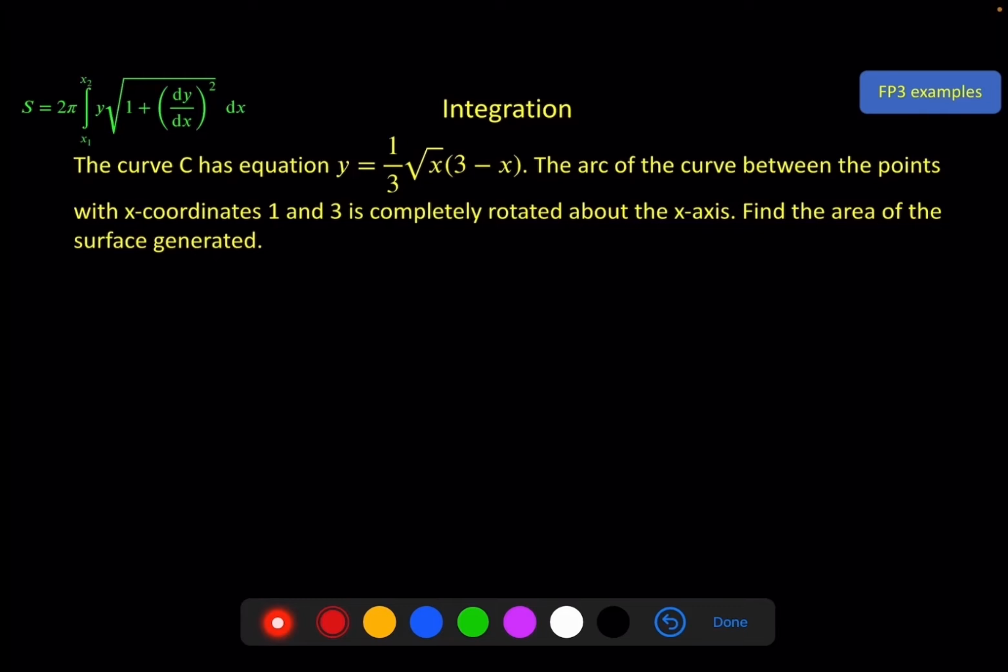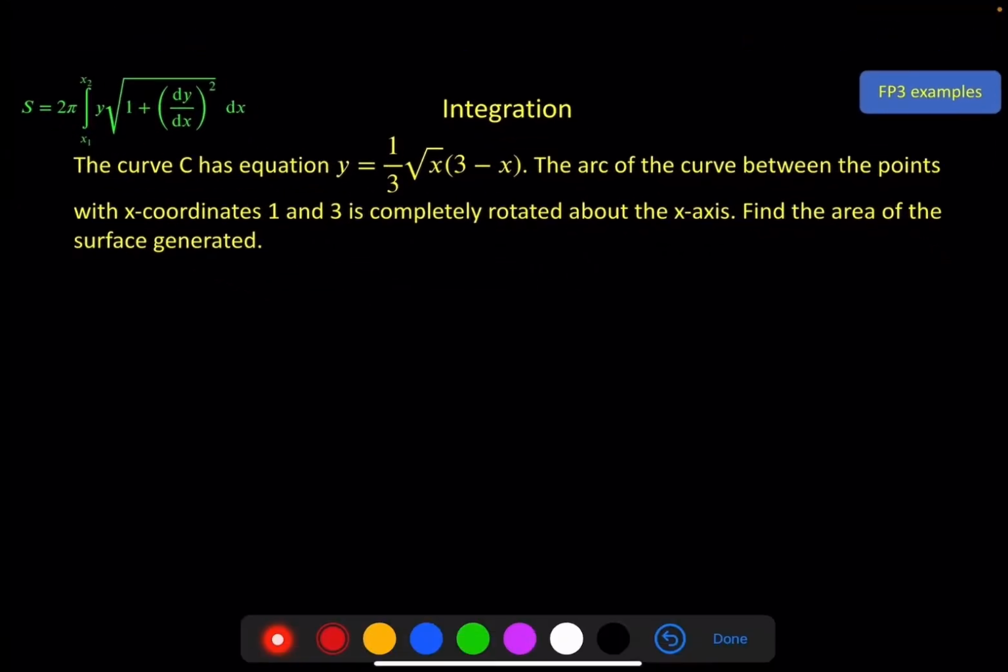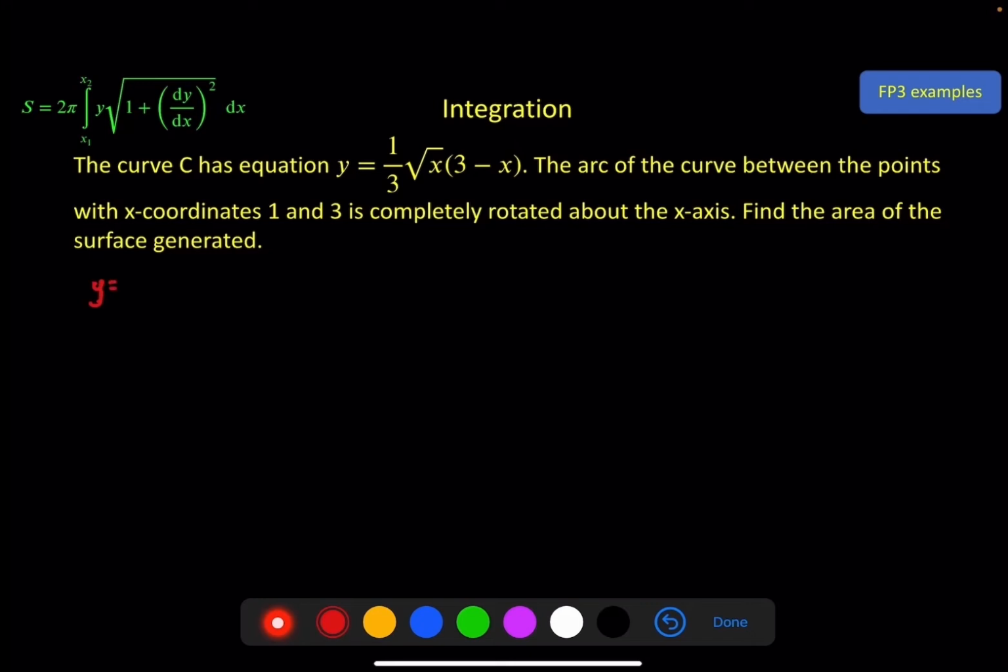So here we go. First of all, I'm going to write y in terms of indices, and I'm going to expand out that bracket, so it's a little bit easier to see what's going on. y is equal to 1/3 x to the half times 3 minus x. So that is equal to x to the half minus 1/3 x to the 3 over 2.